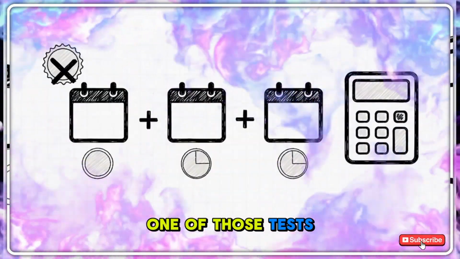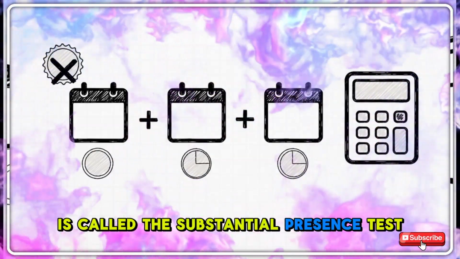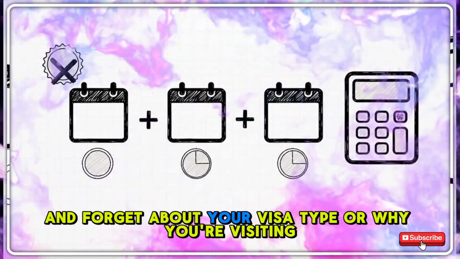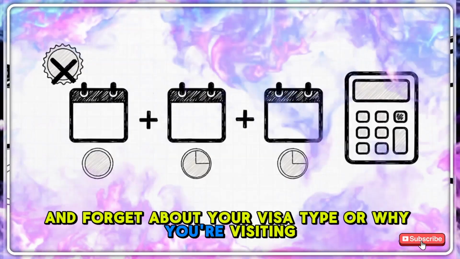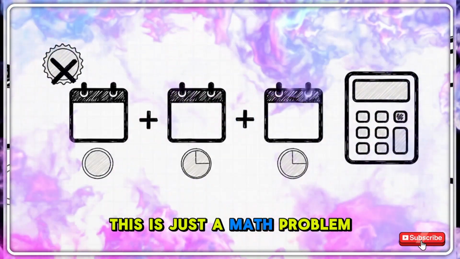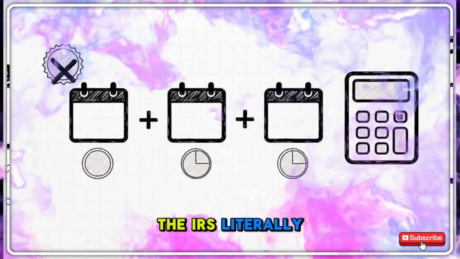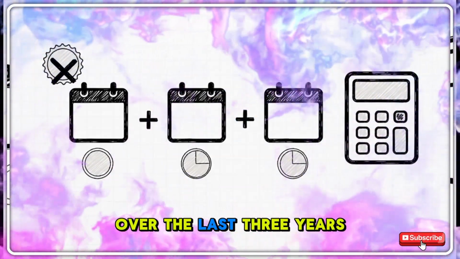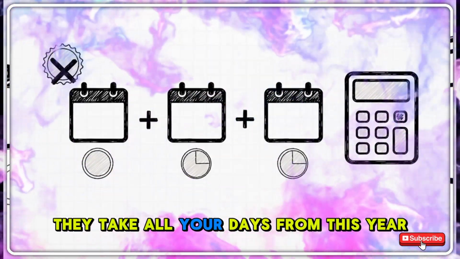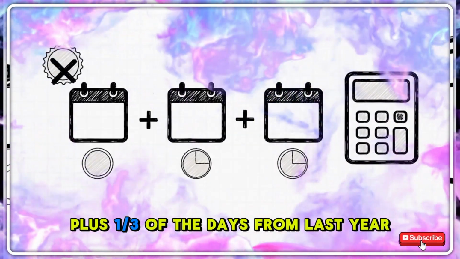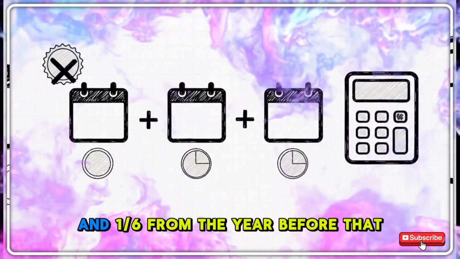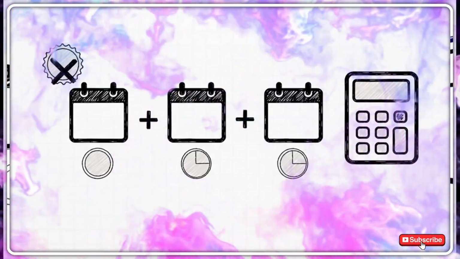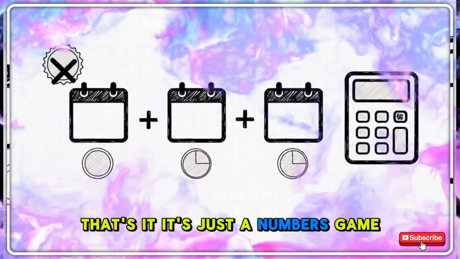Now, one of those tests is called the substantial presence test. And forget about your visa type or why you're visiting. This is just a math problem. The IRS literally just counts the days you were physically in the US over the last 3 years. They take all your days from this year, plus a third of the days from last year, and a sixth from the year before that. That's it. It's just a numbers game.